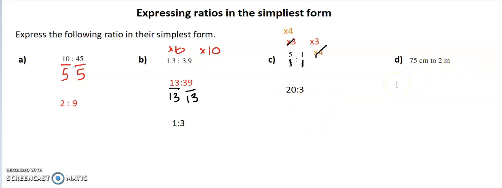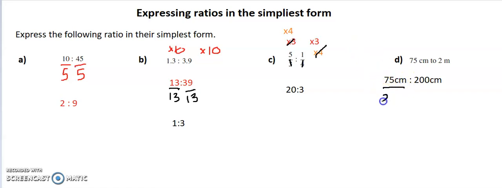The next one is D. Now, these are both different metric units. So before I can put it into a ratio, I need to make sure they are the same. So I'm going to convert the meters into centimeters. So that will give me 75 centimeters to 200 centimeters. And I did it in centimeters because otherwise I would have got a decimal, and we don't want to have decimals.